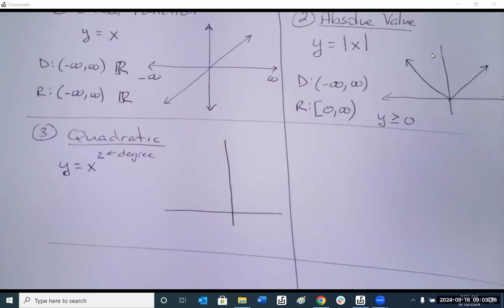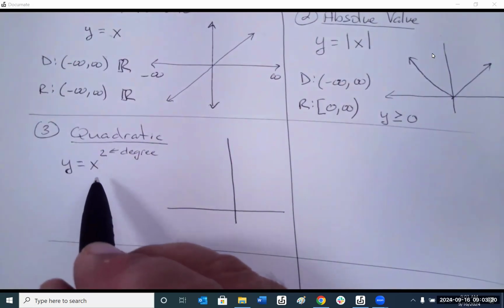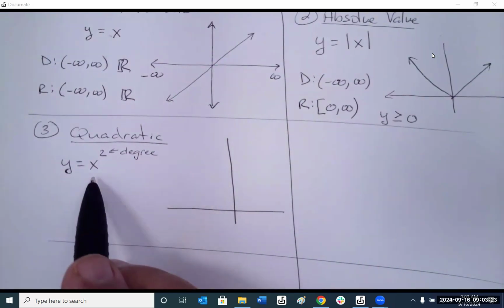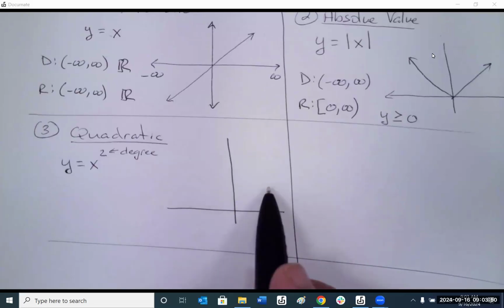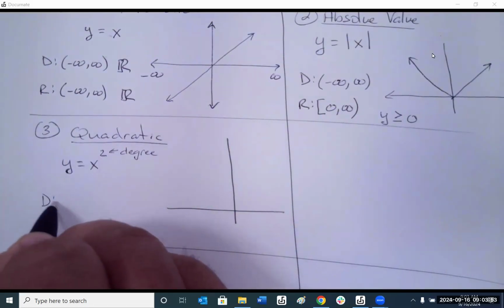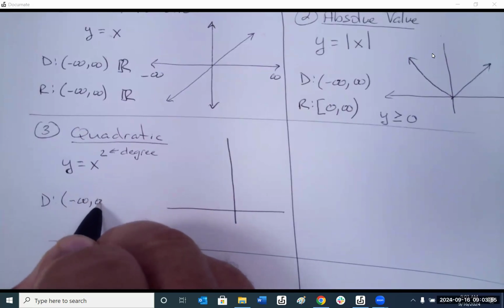So in other words, can x be negative? Can x be positive? Can x be 0? Can I put negatives in there? Are you sure? What's -2 squared? -2 times -2. Positive 4. Can you put 0? What's 0 squared? 0 times 0 is 0. And the positive. So for my domain, I can put anything in there, from negative infinity to positive infinity.